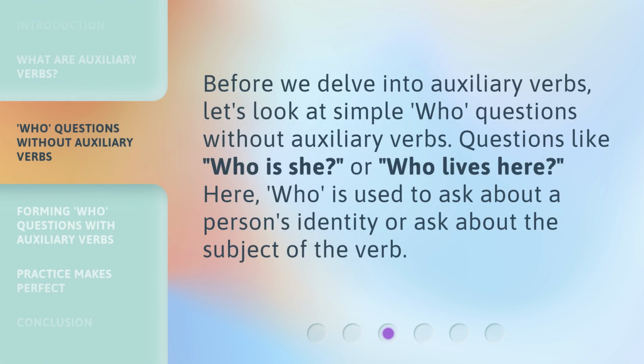Before we delve into auxiliary verbs, let's look at simple who questions without auxiliary verbs. Questions like, "Who is she?" Or, "Who lives here?" Here, who is used to ask about a person's identity or ask about the subject of the verb.